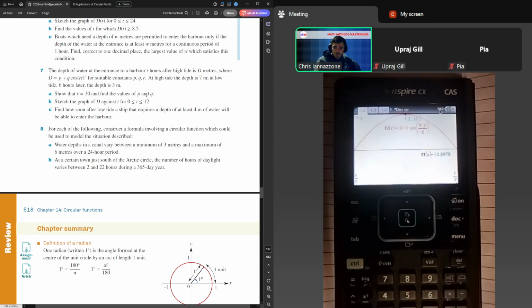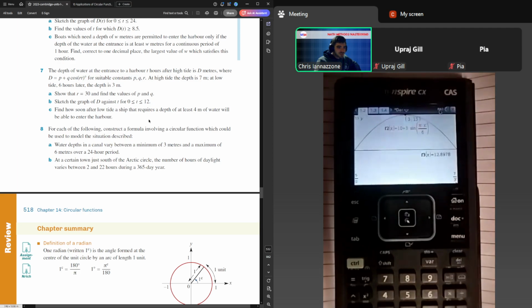I'll sort of just talk over it for the remaining couple of minutes. So again, it's another depth of water question. They're really not that inventive with these questions, huh? We've got a fully unknown circular function. High tide depth of 7, low tide is 3 meters. Show that R equals 30.